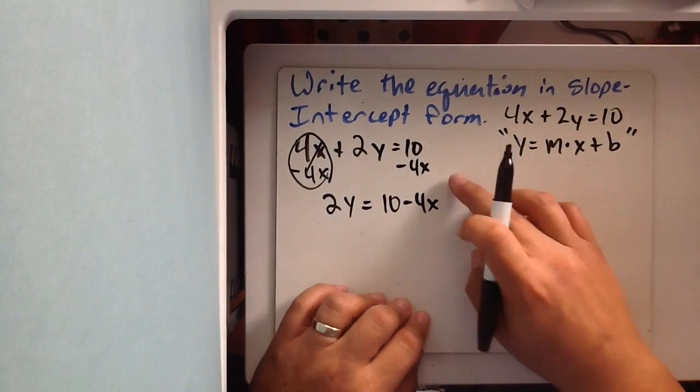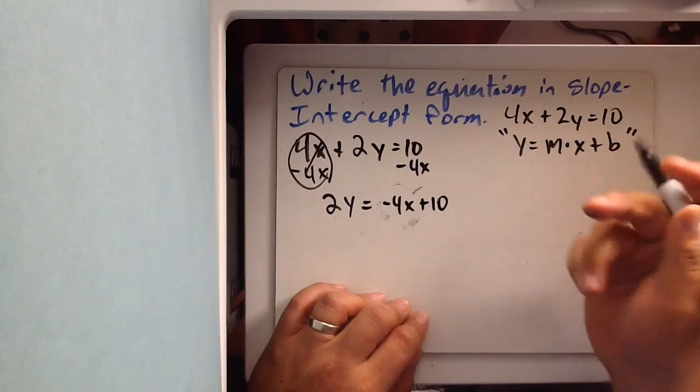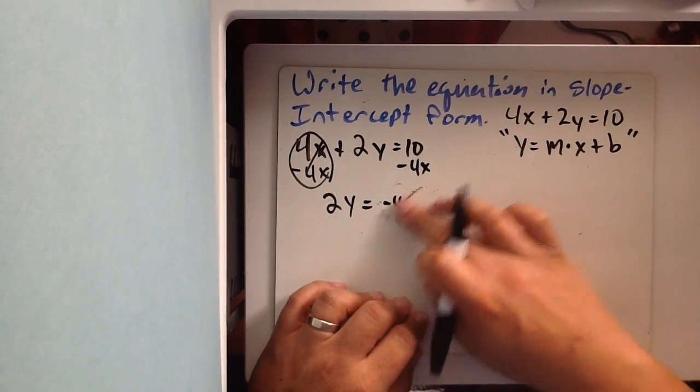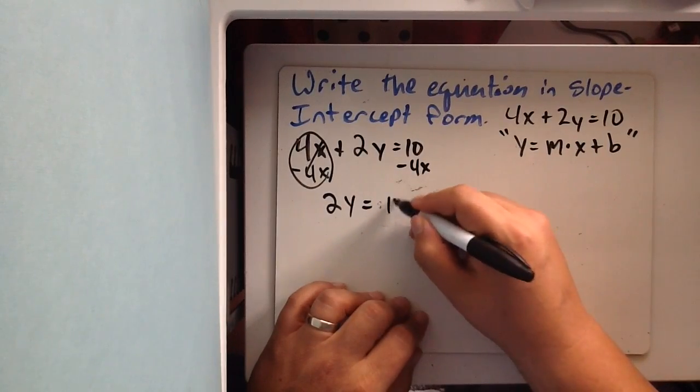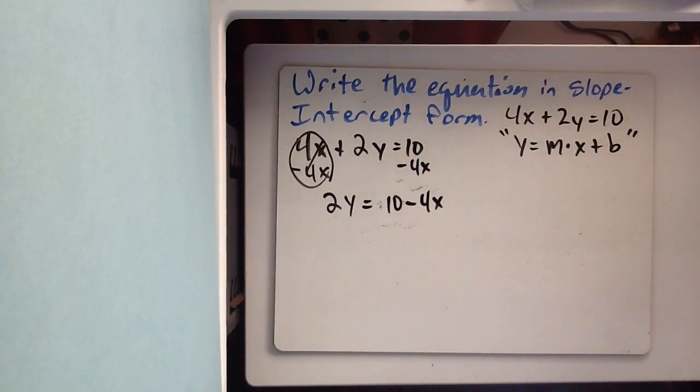Some of you might write it like this: negative 4x plus 10. It's still the same thing so long as our signs match our terms, okay? I just prefer it this way. I like having a positive as my first term, okay?